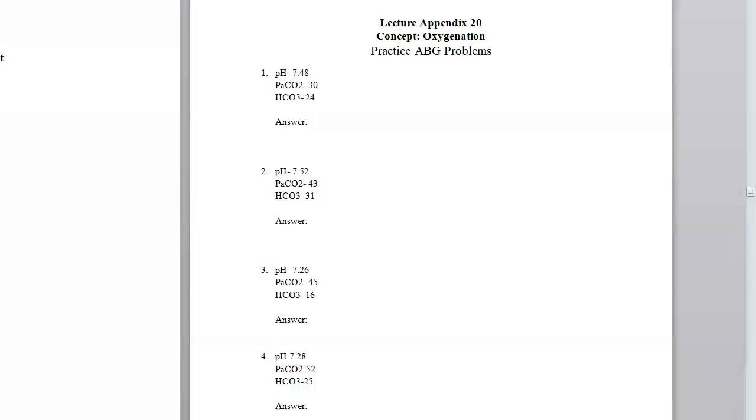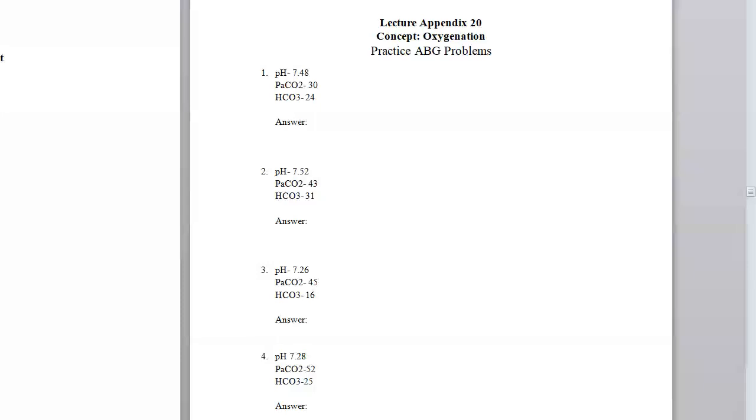All right, class, let's go over these 4 problems on ABG interpretations. First of all, before you even want to interpret these results of your arterial blood gases, you need to know the normal ranges.